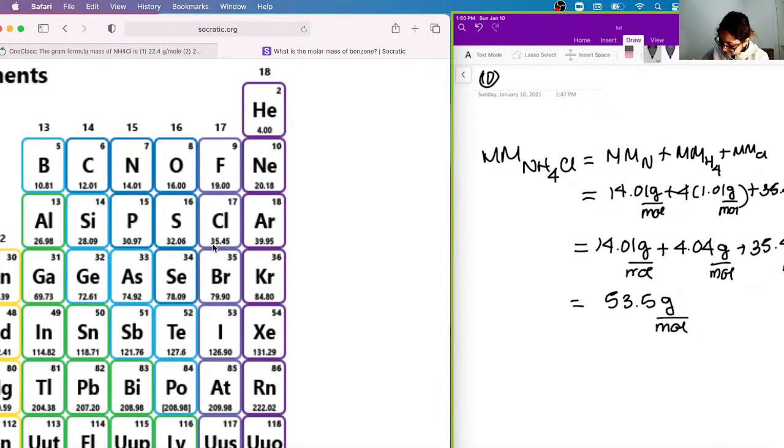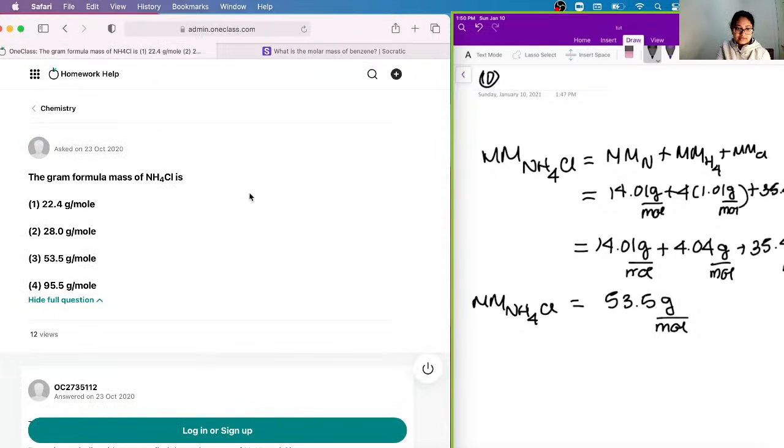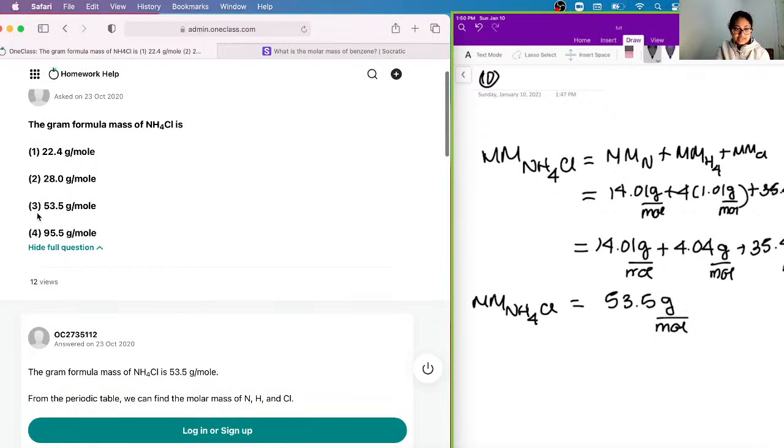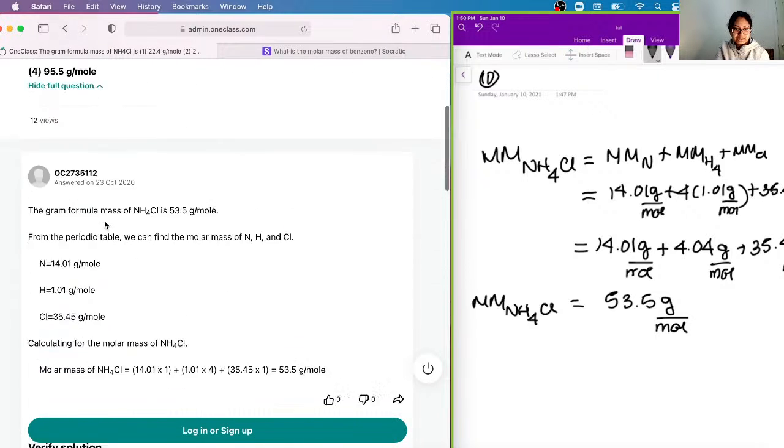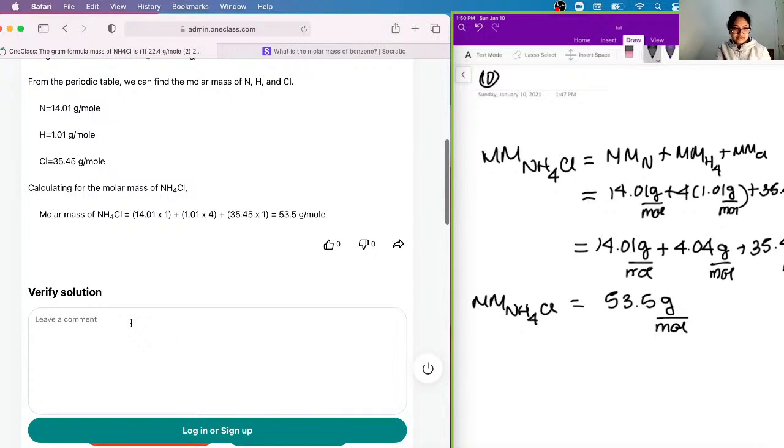molar mass of ammonium chloride is 53.5 grams per mole. And we can say that this is number 3.